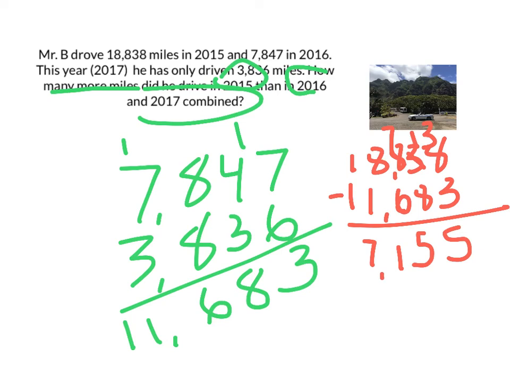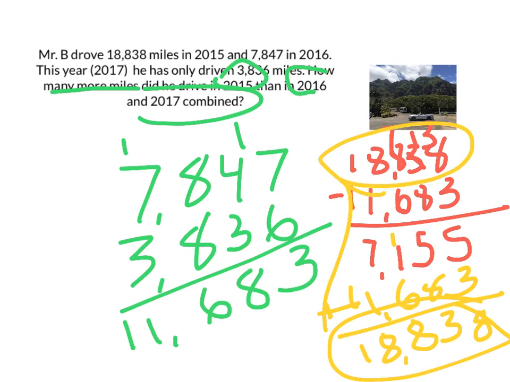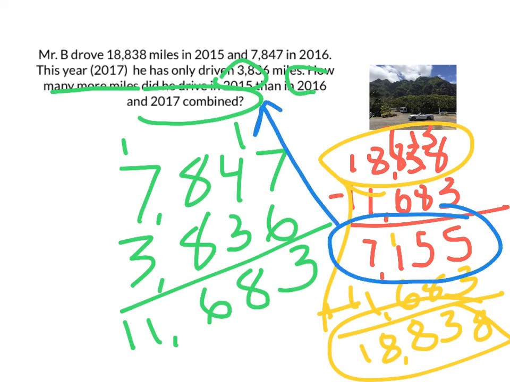Now I'm going to add to check. So I take 11,683 plus my difference I found. That gives me 8. 13, carry up the 1. 8, 1 plus 1 is also 8, and then 1. So this answer matches that answer, meaning that my answer right here of 7,155 answers my overall question.